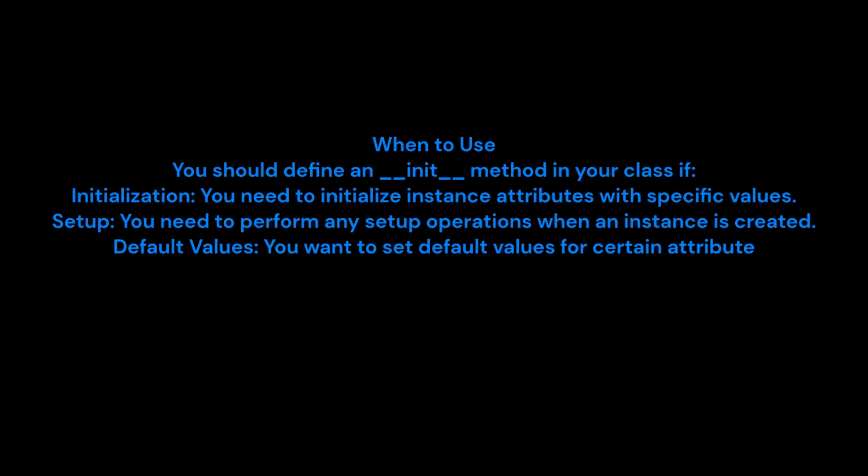When to use __init__. You should define an __init__ method in your class if you need initialization. You need to initialize instance attributes with specific values. Setup. You need to perform any setup operations when an instance is created. Default values. You want to set default values for certain attributes.